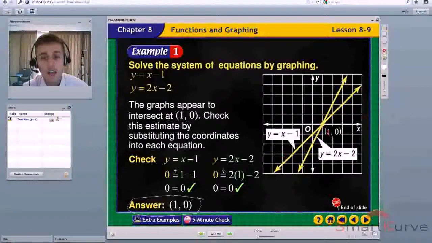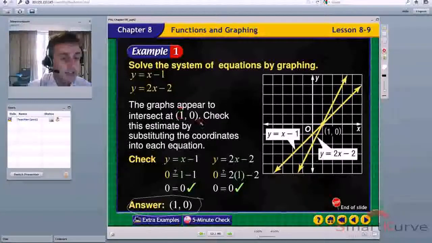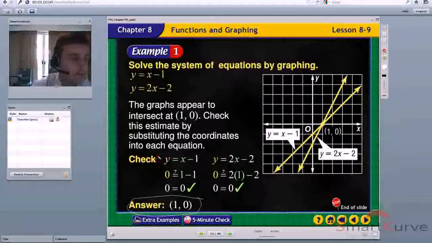You want to solve the system of equations by graphing. You see the graph here. It appears to intersect at (1, 0), so you plug it into the equations of the lines. And if they are correct, then you know that is the point where they intersect.